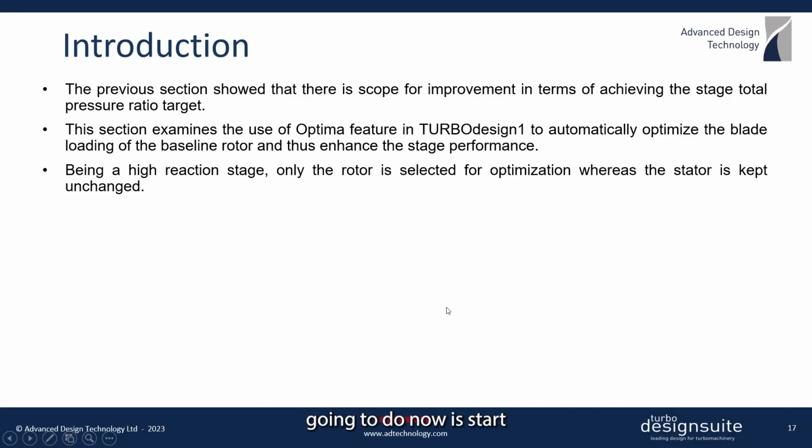What we are going to do now is start with the baseline rotor and see if we can optimize this using automatic optimization in Turbo Design 1 in order to achieve the stage total pressure ratio target. And as the degree of reaction is high for this stage, it should be sufficient to optimize the rotor while keeping the stator the same.